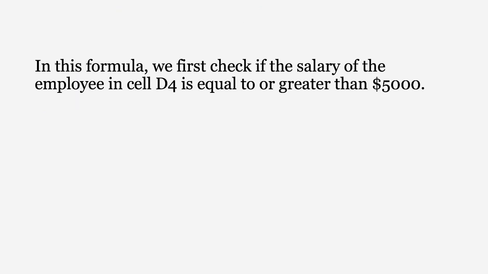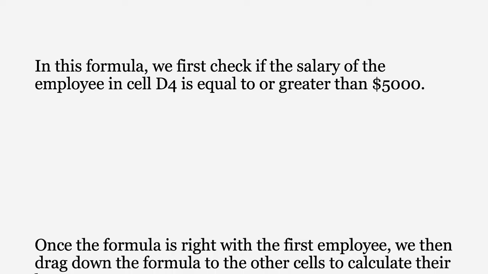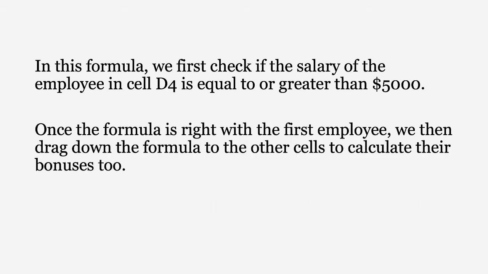In this formula, we first check if the salary of the employee in cell D4 is equal to or greater than 5,000. Once the formula is right with the first employee, we then drag down the formula to the other cells to calculate their bonuses too. Now, let's look at this in Excel.